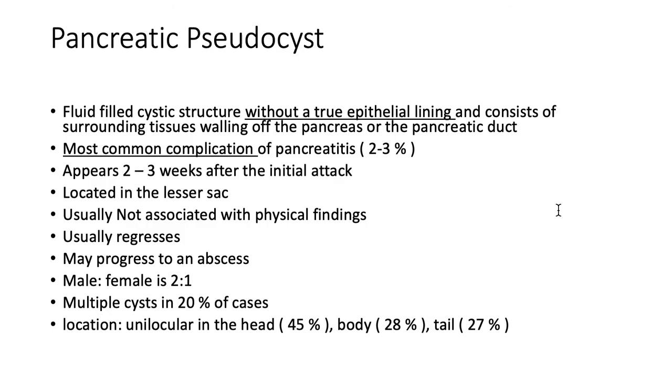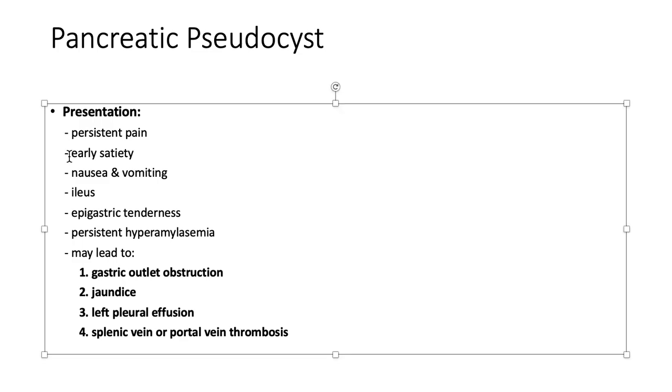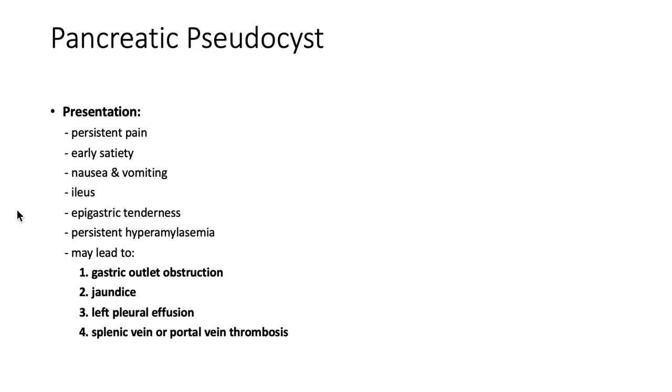The location is important when it comes to the symptoms of the pancreatic pseudocyst. So how does it present? The main point on the presentation is that the pseudocyst could cause an obstruction. Mainly it's in the lesser sac behind the stomach, so that area has the duodenum and the stomach as well. So it could lead to gastric outlet obstruction, jaundice if it's obstructing the CBD, and it could lead to left pleural effusion.